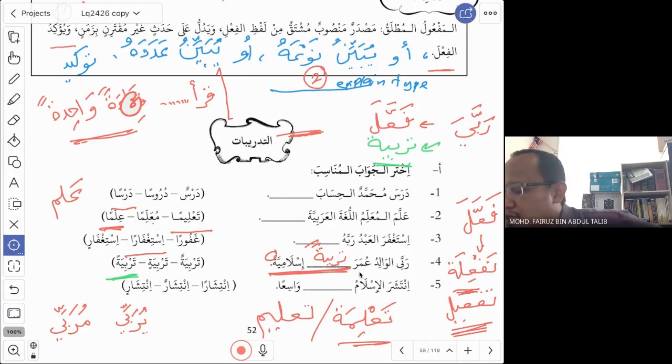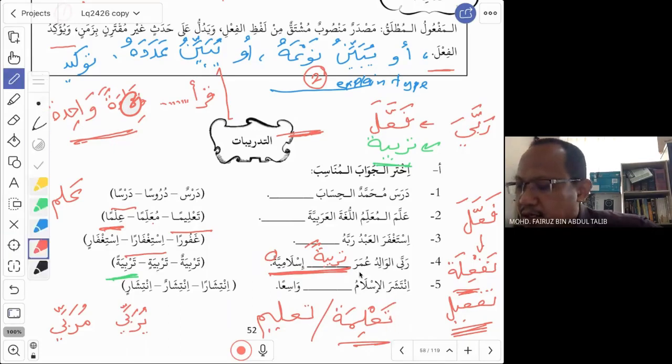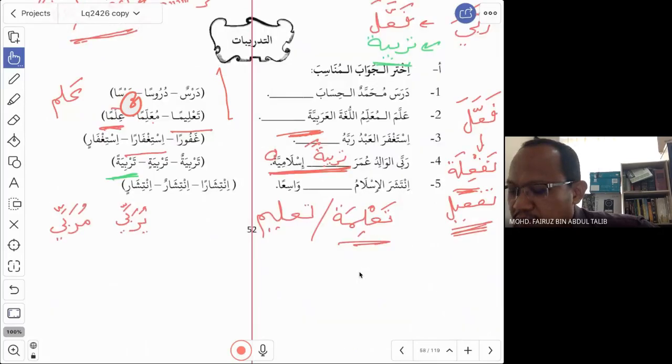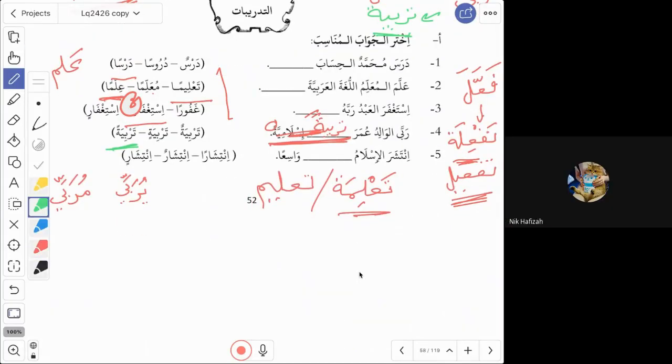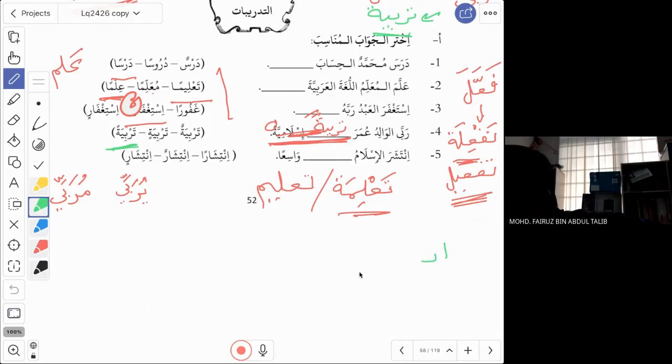So what is the word? Intashara, you need to find a masdar. Intashara has five letters at the end: 1, 2, 3, 4, 5. And of course, provided that they don't give you this, you need to find the masdar. So let us try this. The masdar of intashara, what is the wazan of intashara? Infa'ala. Okay, let us check. Is it infa'ala?